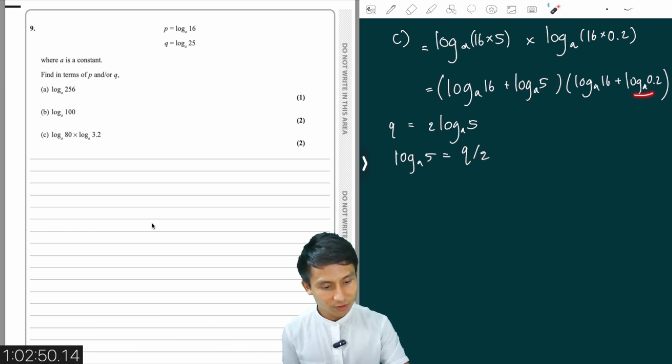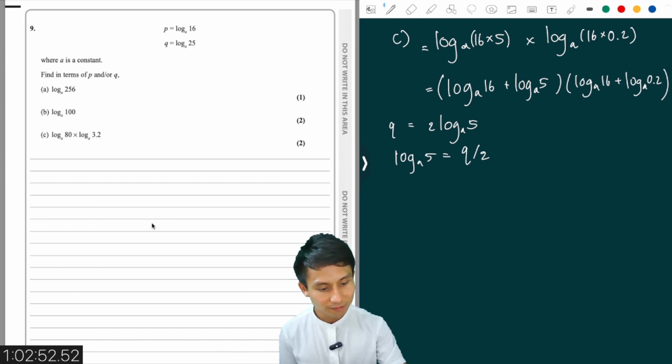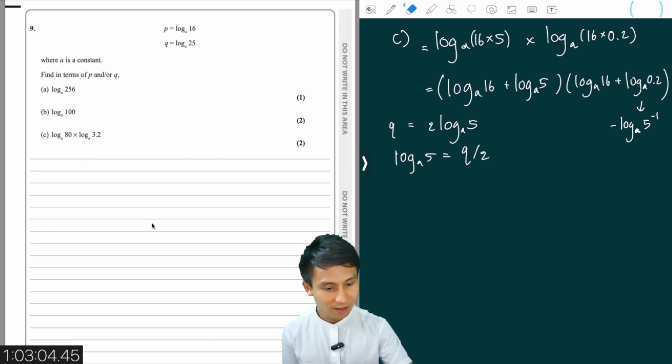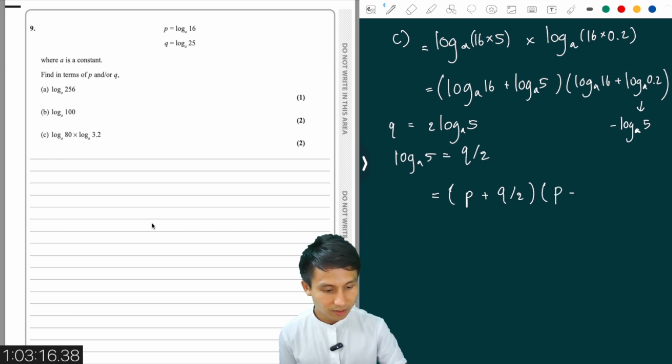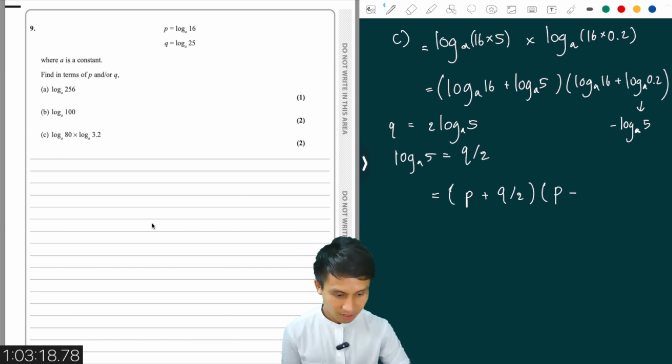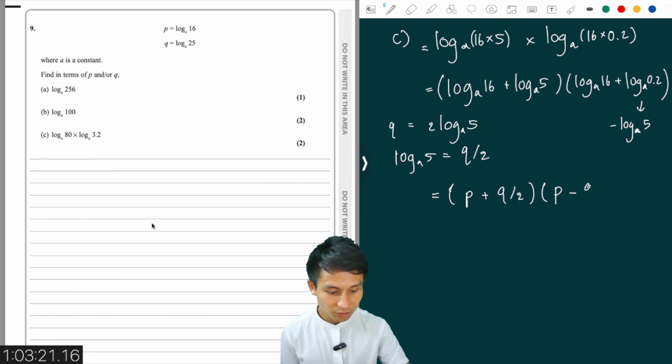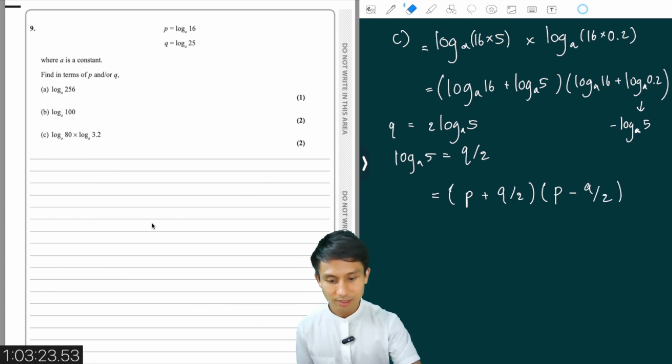But what about this? Well, this is 1 over 5, isn't it? So this will be log base A of 5 to the minus 1, which is minus log base A of 5, because you can pull the minus 1 in front. So I would have P plus, this will be Q over 2, as mentioned. That's P again, plus or minus Q over 2 again, right? That's Q.